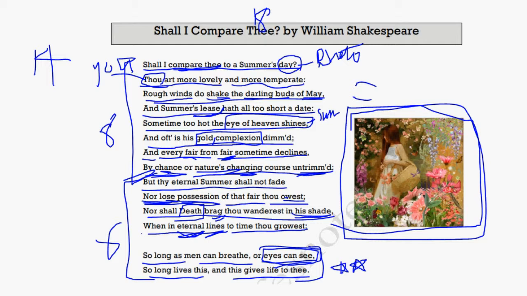Now we give a glance at its rhyme scheme. If we notice carefully, we see that the poem is written in A, B, A, B, C, D, C, D, E, F, E, F, G, G, which is known as the Shakespearean sonnet.